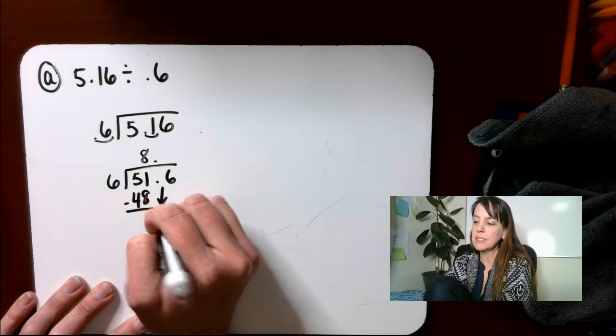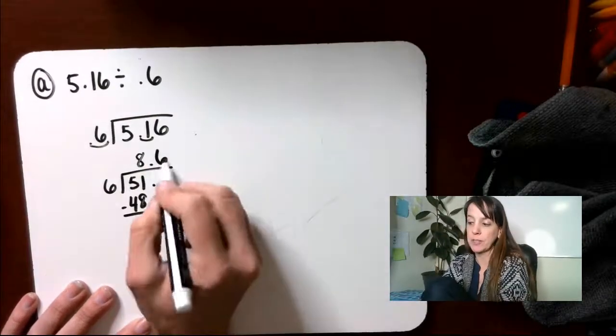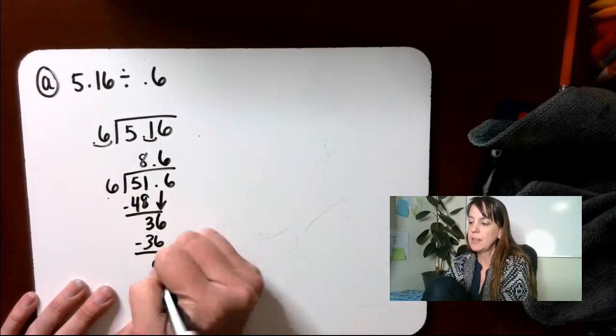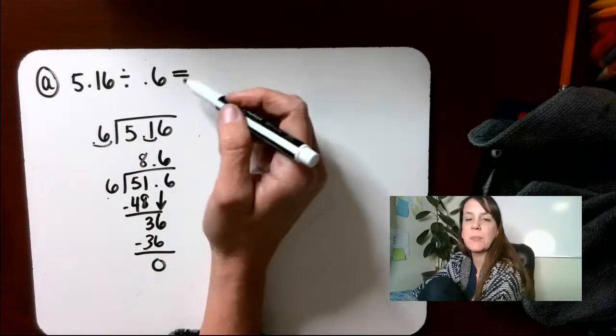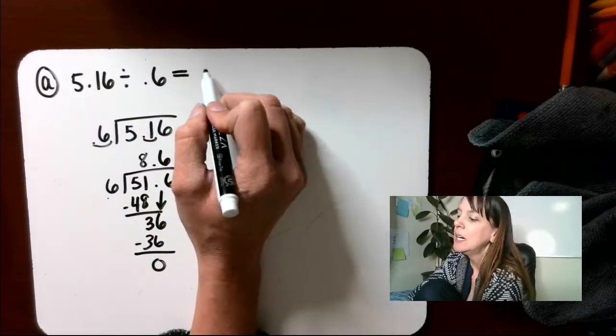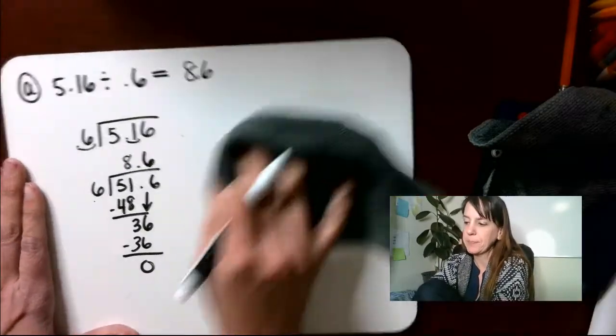Bring down our 6. 6 goes into 36 6 times. So with no remainder, 6 times 6 is 36. So that means that 5 and 16 hundredths divided by 6/10 gives me 8 and 6/10. 8 and 6/10. That's for A.